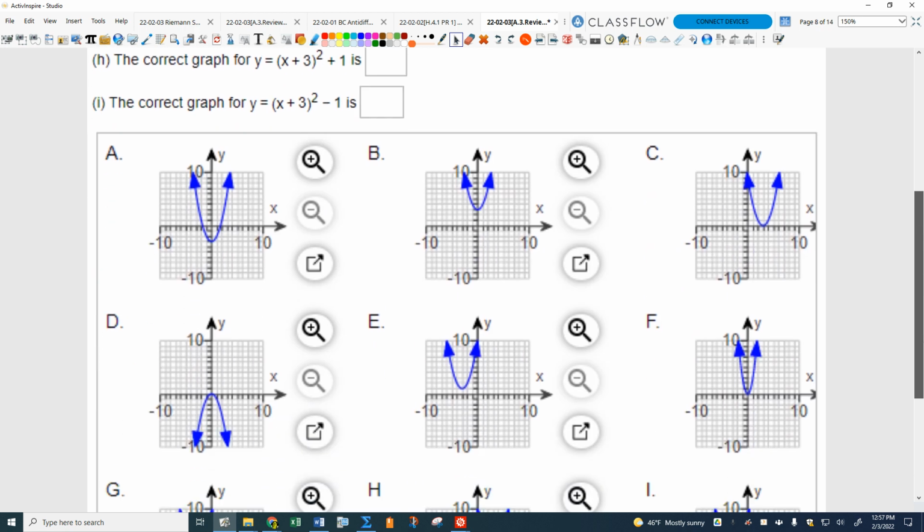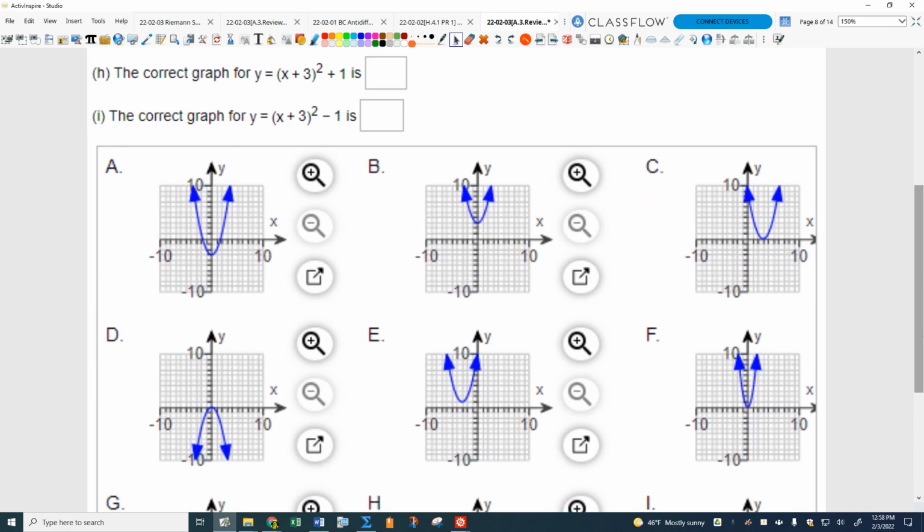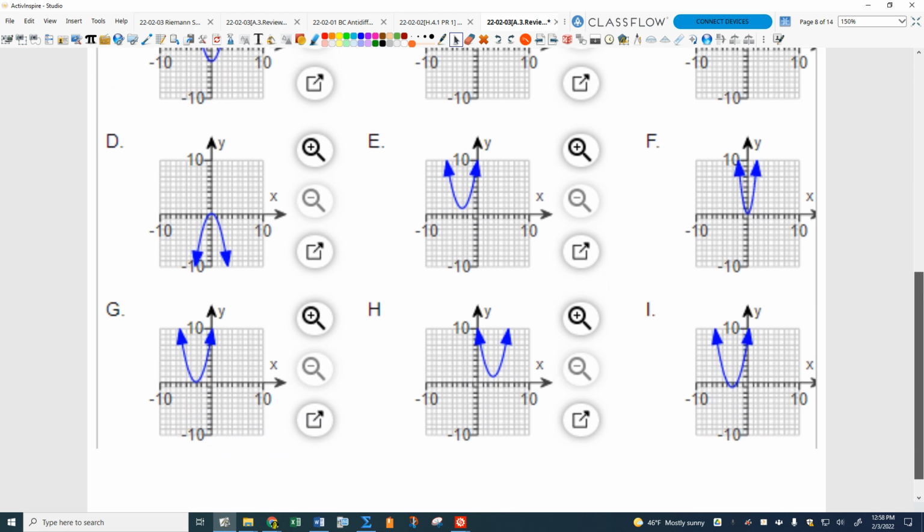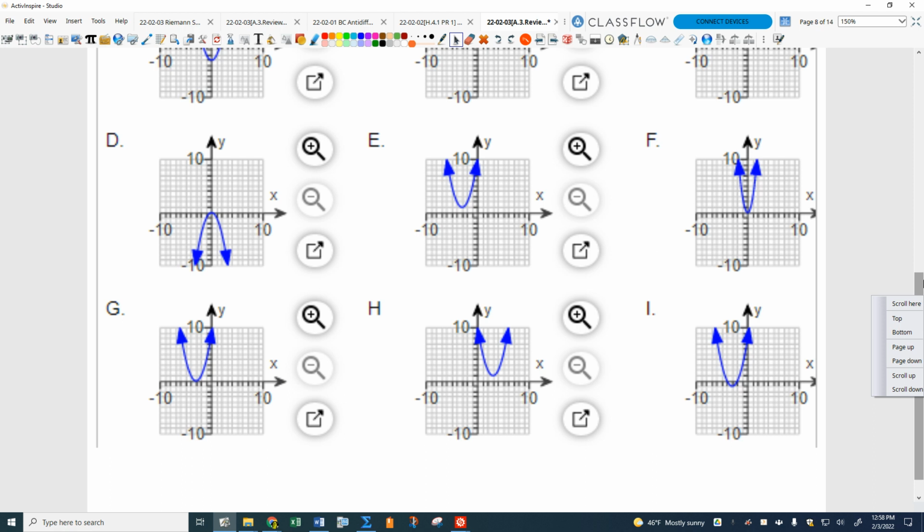Okay, next one. How about that one? Left 3, up 1. E, it looks like. How about that? And then the last one? Left 3, down 1. So I guess. Okay.